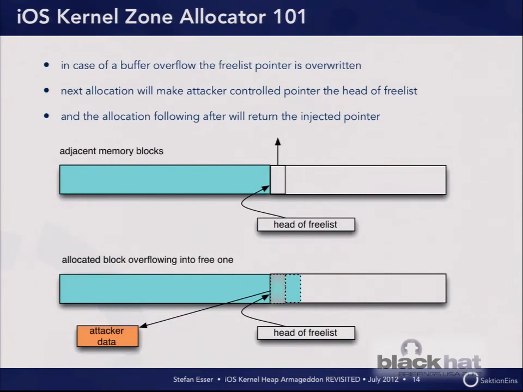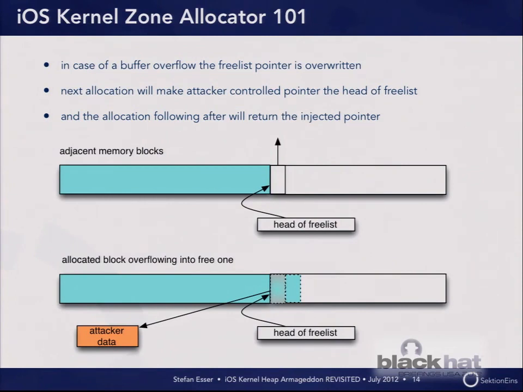So in case of a buffer overflow from one allocated memory block into a free memory block, you can of course override the pointer to the next element in the free list, and therefore you control the next pointer that's returned when this element that was free is returned by the zone allocator. You overwrote the first 4 bytes, and that means at this point, these first 4 bytes will become the head of the free list. So you basically control what memory block is returned as the next memory block for the allocation.